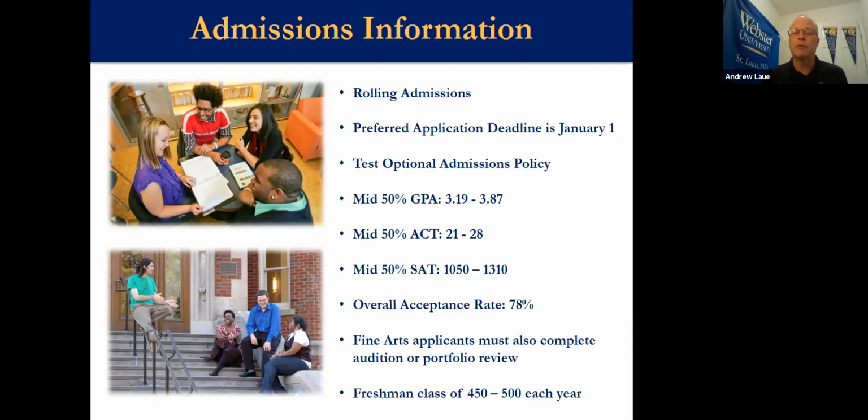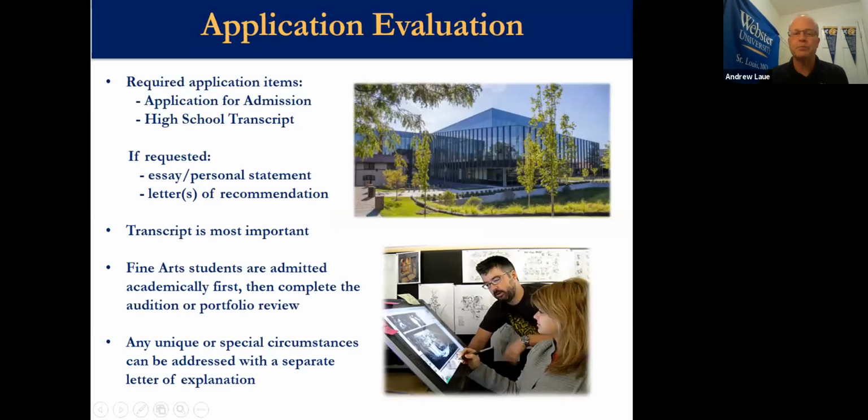Typically, our incoming freshman class is between 450 and 500 students a year. So again, overall, what I might classify as a smaller university, small to maybe medium-sized, is kind of what we are.